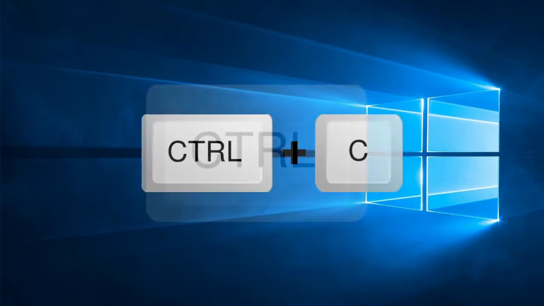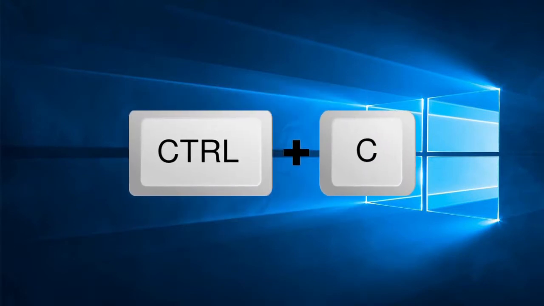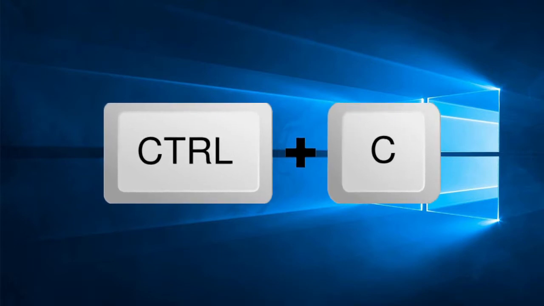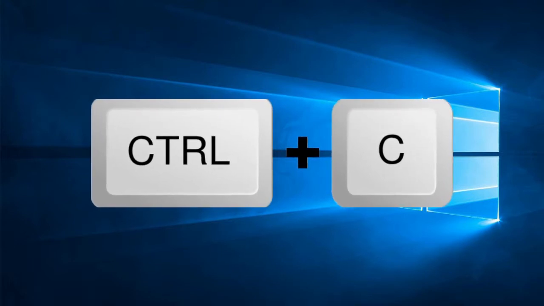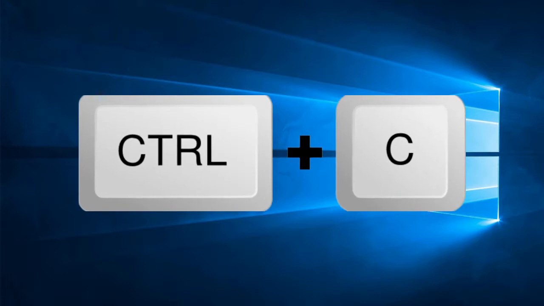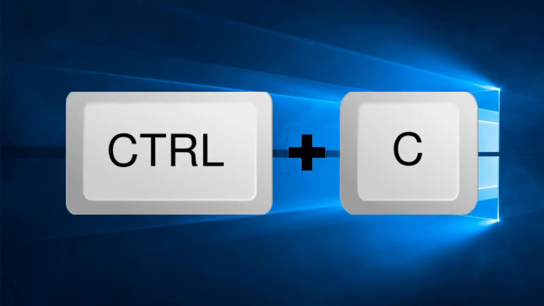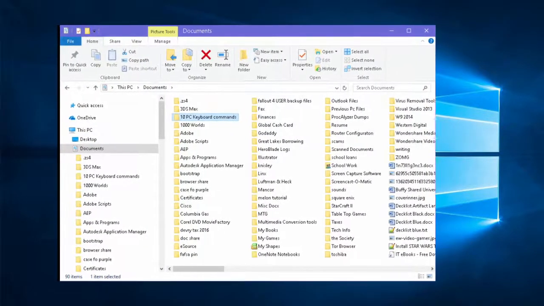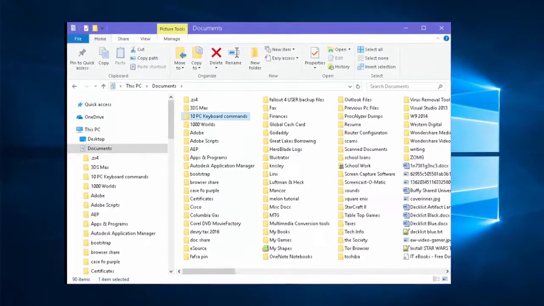Control plus C. This is the copy command. Depending on what item it is you are currently working on with your computer, this command will copy various items for you to work with in different programs. If you are working with folders, for example, you can hit Control C, and this will copy an entire folder and all of its contents.